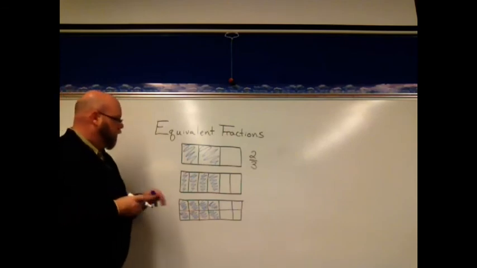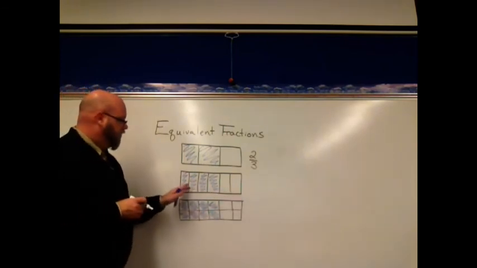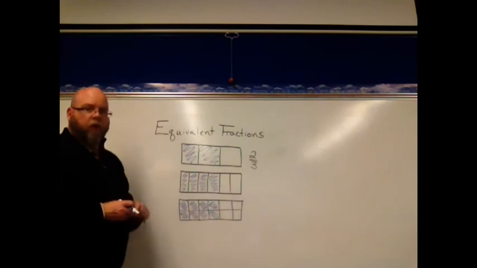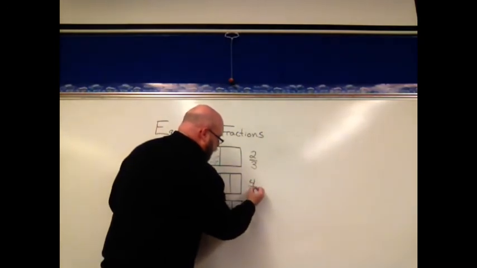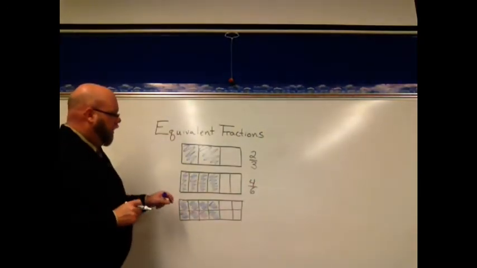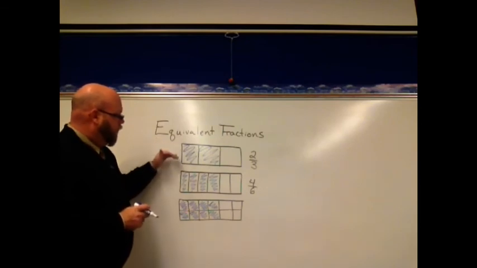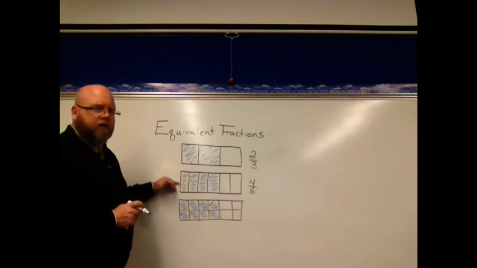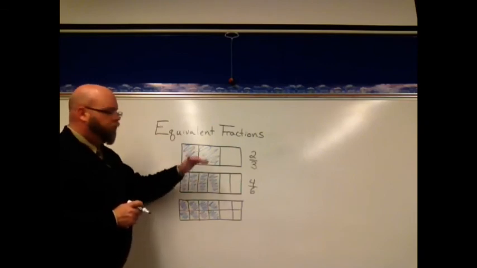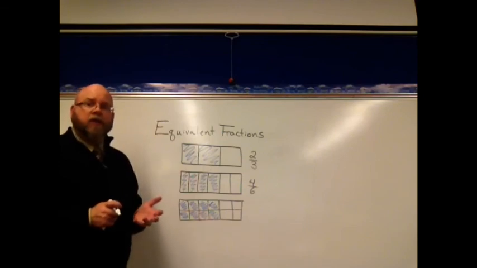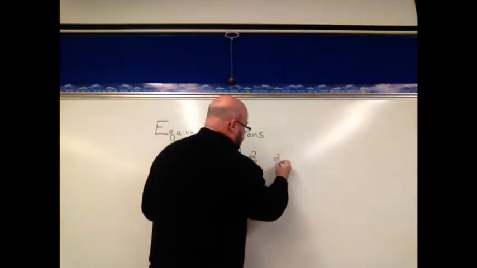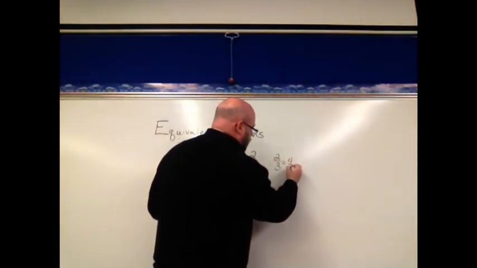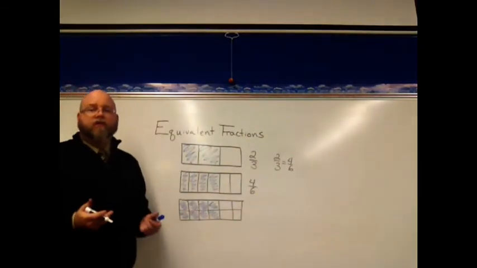2/3. Well, here I see another whole divided into 6 equal parts. 4 are shaded blue. This fraction would be 4/6. But when I look, 2/3 is covering the same amount of space as 4/6. 2/3 and 4/6 have the same value, they just have different names. So I could say that 2/3 is equal to 4/6, meaning that they are equivalent fractions.